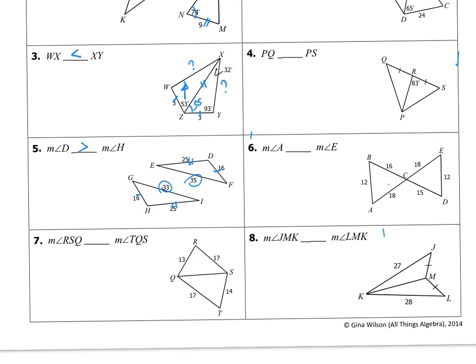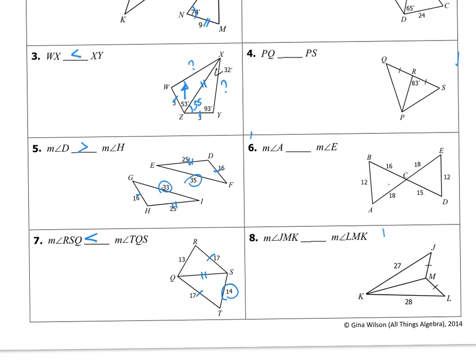And let's do number 7 and 8. 7: I have one pair being congruent. I have a second pair being congruent. The third pair, this one is bigger. 14 is bigger. And therefore, I'm looking for RSQ. RSQ is facing 13, so that's less than the angle that faces 14, which is TQS.